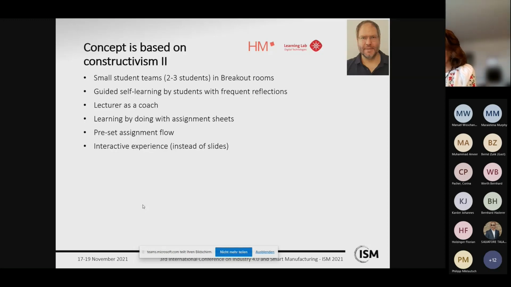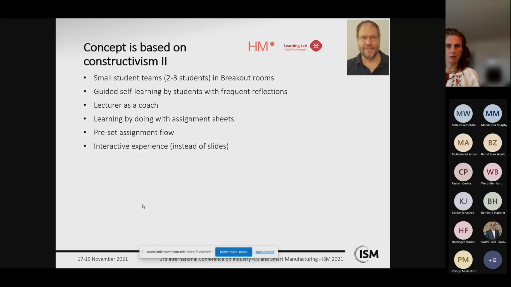It's more or less guided self-learning by students, meaning you have assignment sheets with the tasks they have to do. They get a certain kind of background, so they have to do a lot of background search themselves. They get information on certain internet links where they could look up and find new information. After each of those assignments, we have a reflection session where all students come together and discuss what they have found, what problems they had, what ideas they found, and so on and so forth.